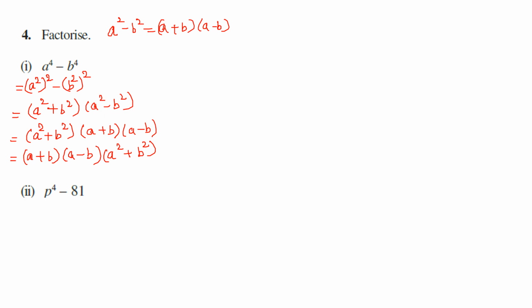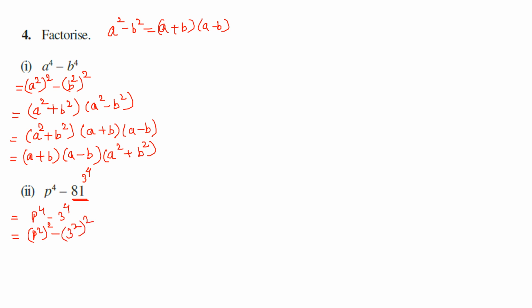Now next question, p to the power 4 minus 81. So again 81 I can write it as, I have to try to write 81 in terms of a number whose raised to the power 4 will give me 81. So 3 raised to the power 4, if I can see, it will become 81. So I am going to rewrite it as p to the power 4 minus 3 to the power 4. Then further I can write it as p square whole square minus 3 square whole square.